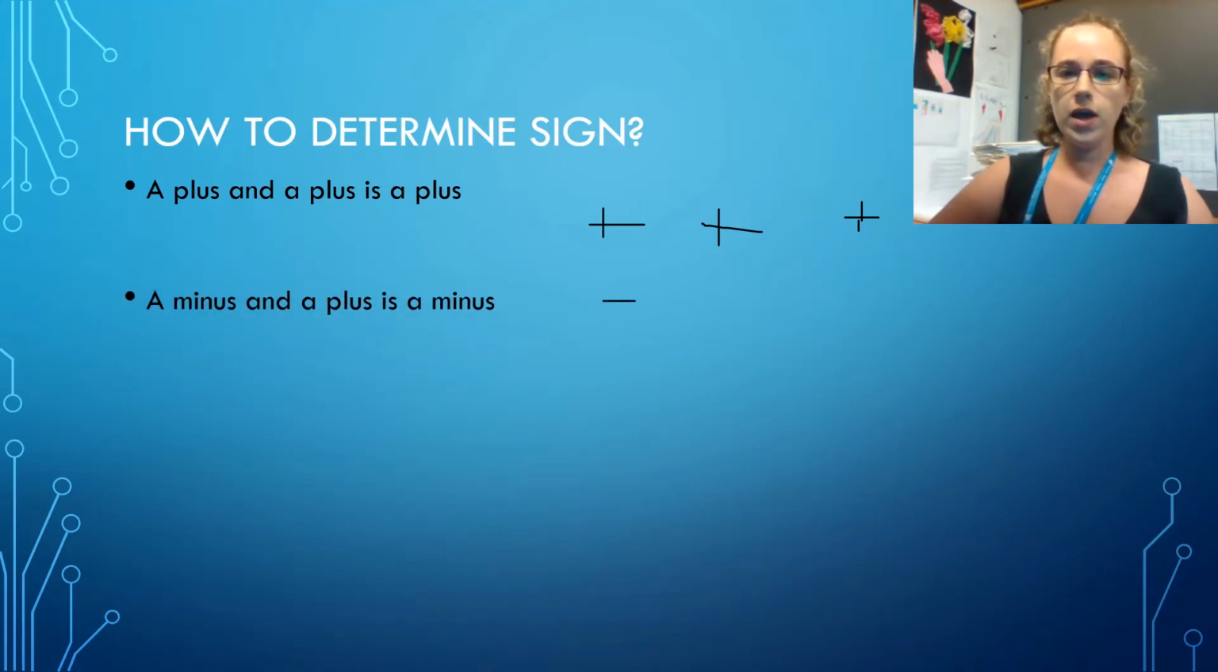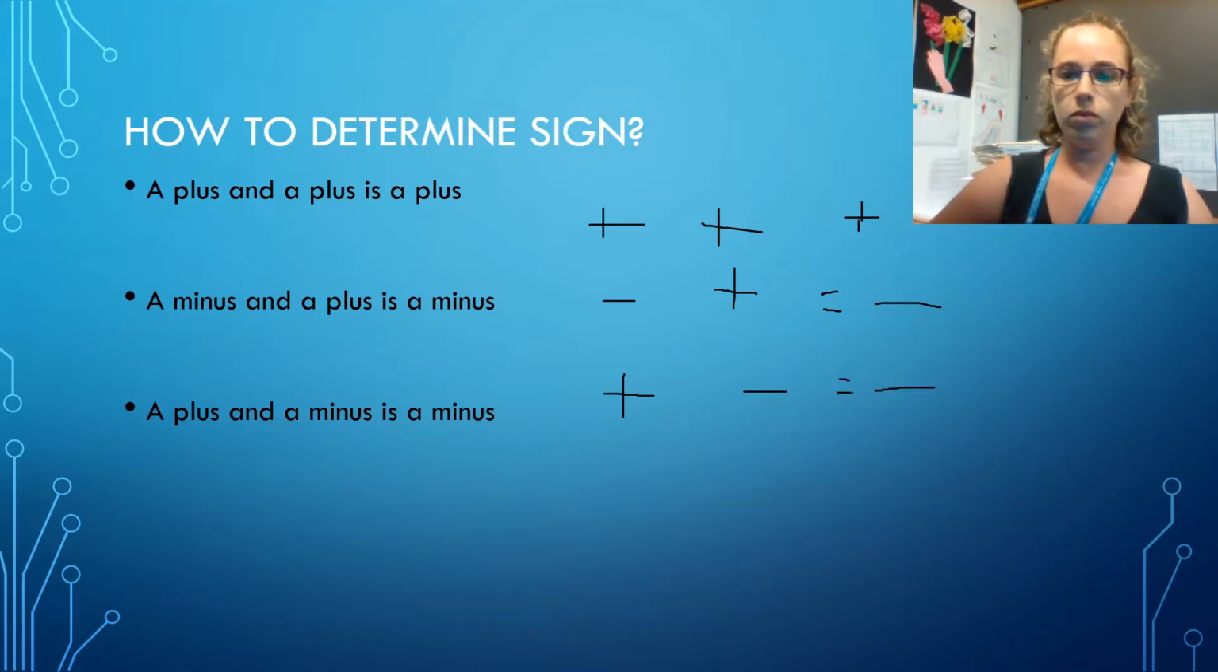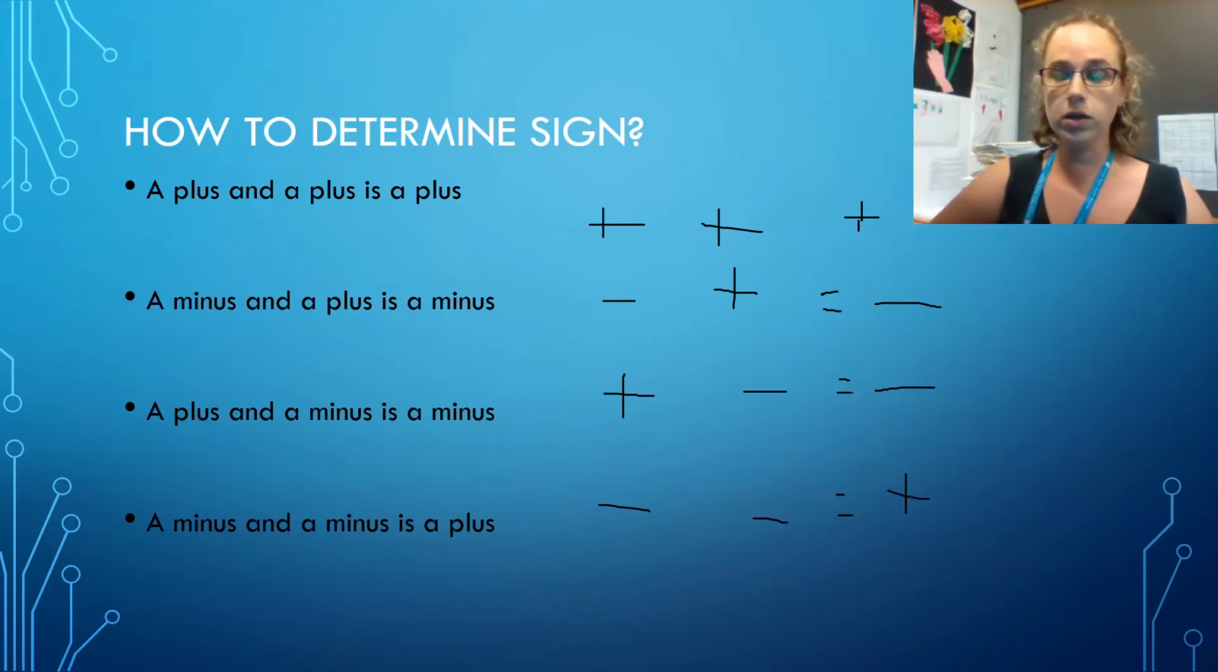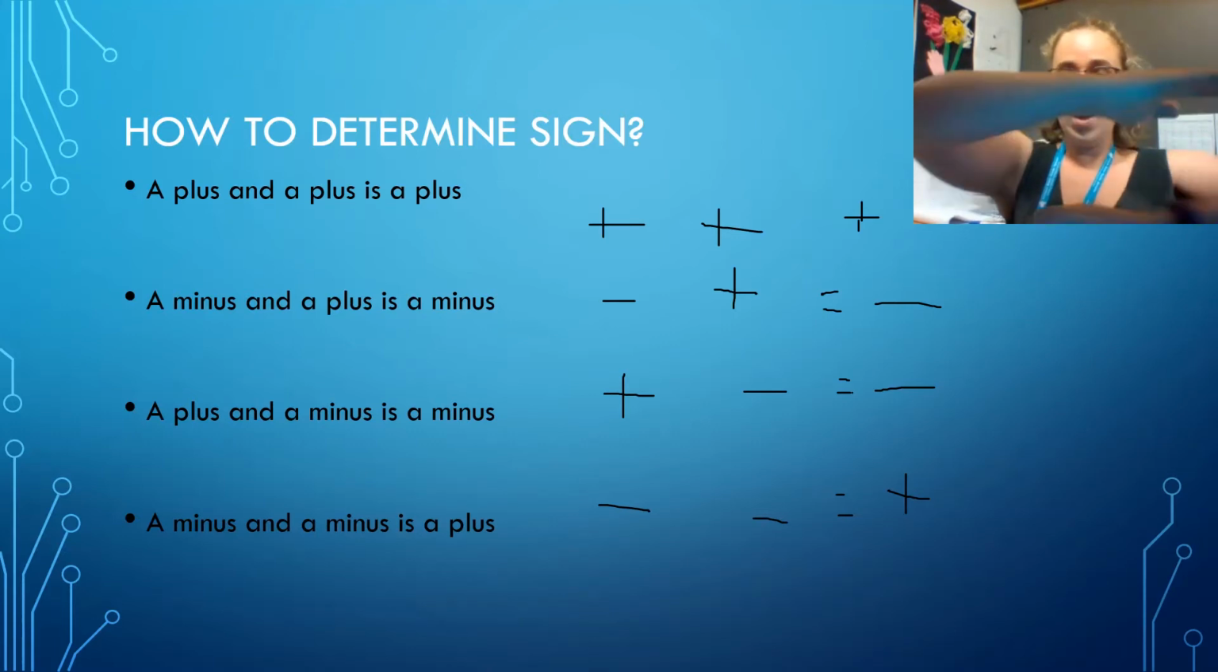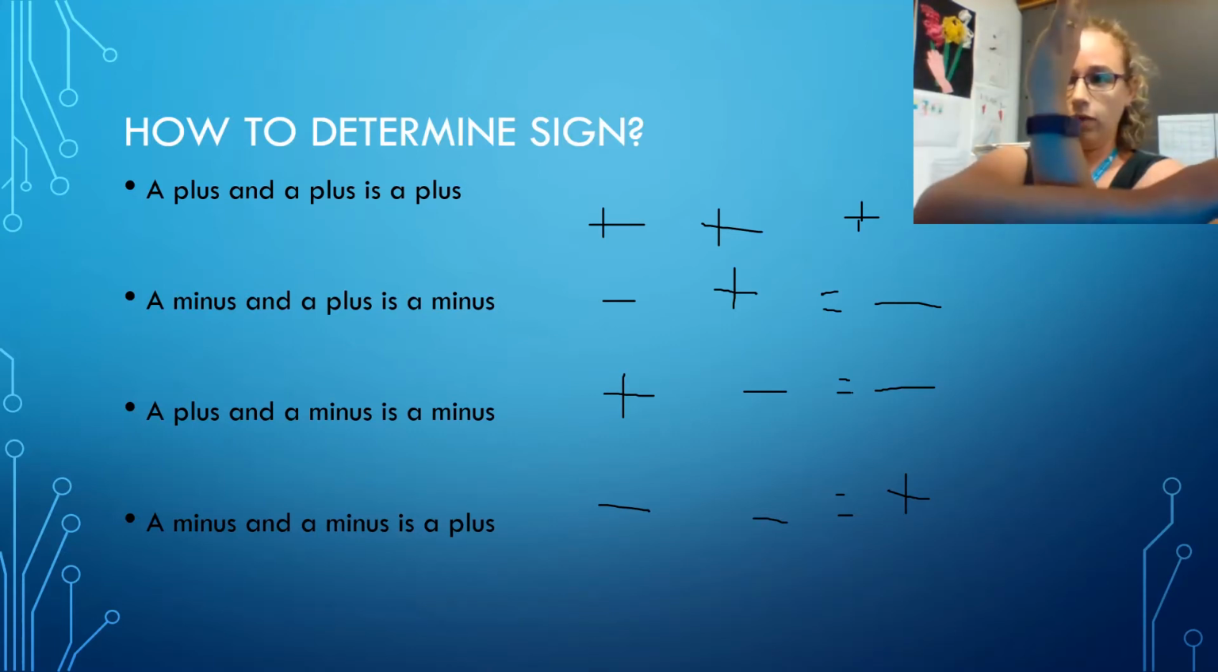If you have a negative number that's multiplied by a positive number, or a positive number that's multiplied by a negative number, in both instances you end up with a negative number. The only one that's a little bit weird to remember is if you have two negative numbers multiplied or divided together, then the minus and the minus make a plus. So for two negative numbers being multiplied together, a minus and a minus make a plus.